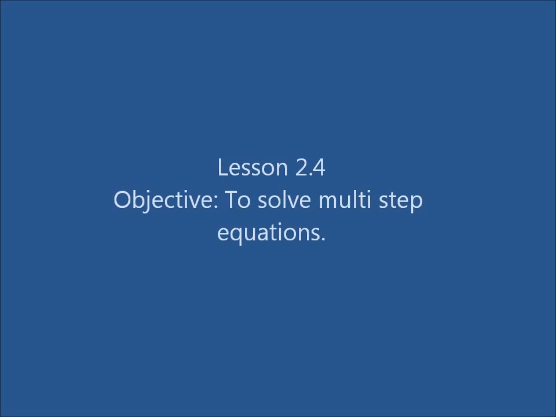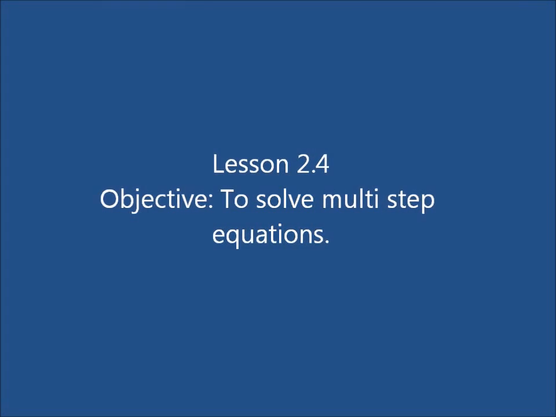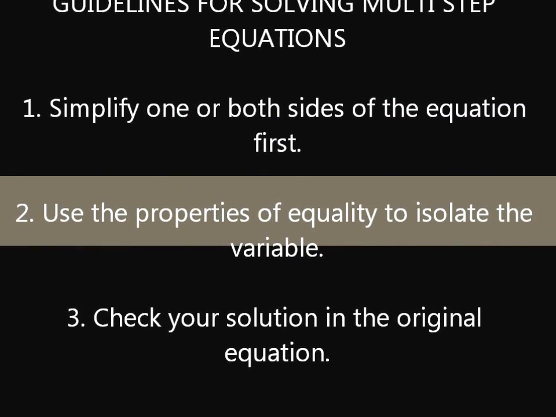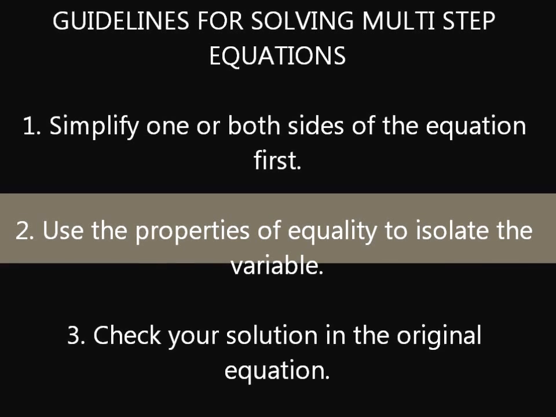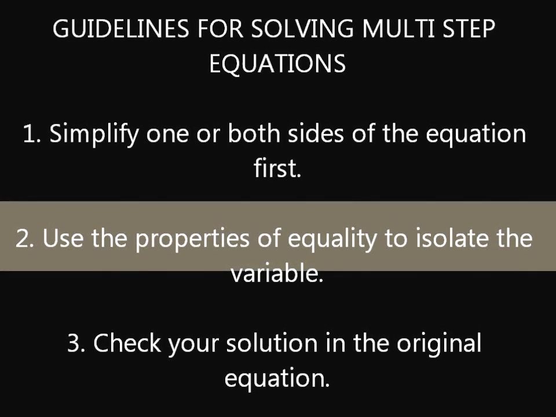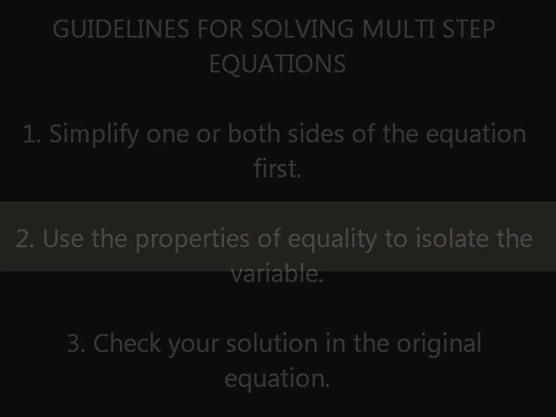Lesson 2.4. Our objective is to solve multi-step equations. Guidelines for solving multi-step equations. Number 1. Simplify one or both sides of the equation first. Number 2. Use the properties of equality to isolate the variable. And number 3. Check your solution in the original equation.